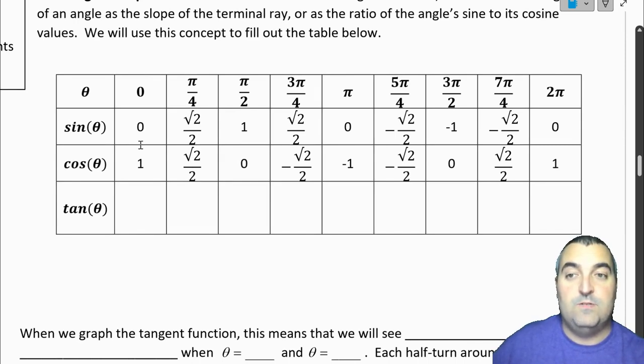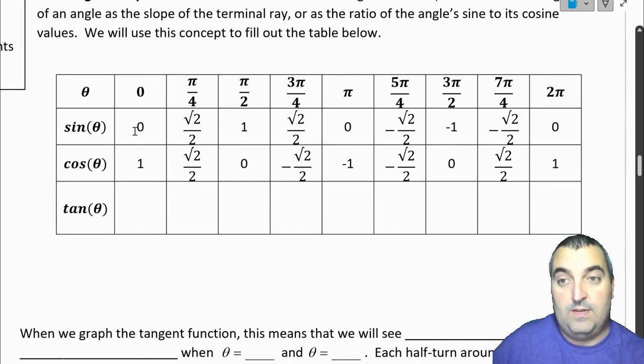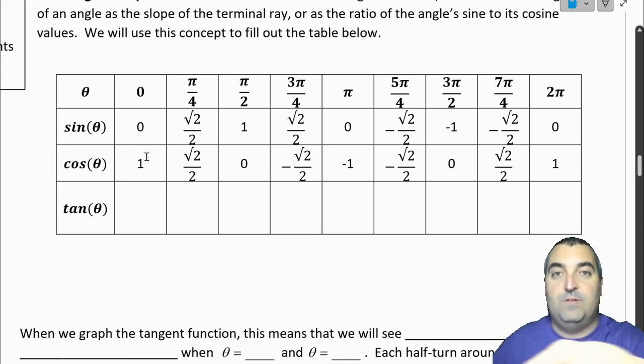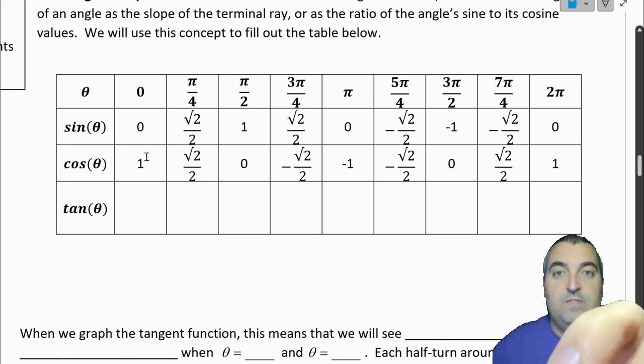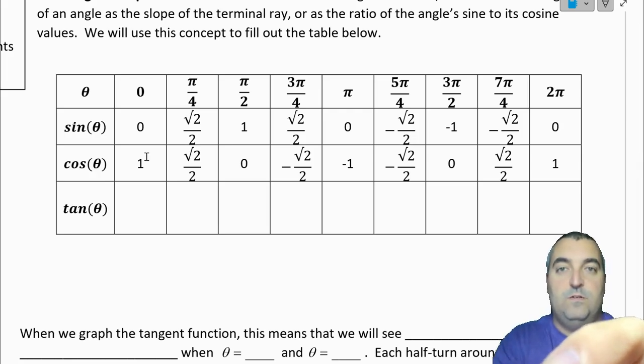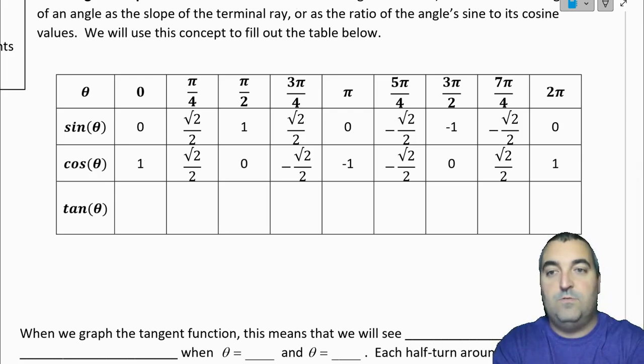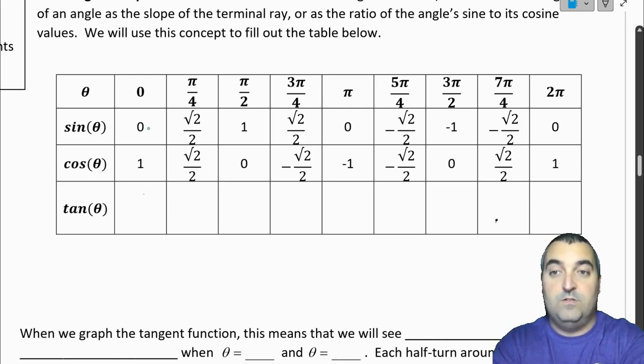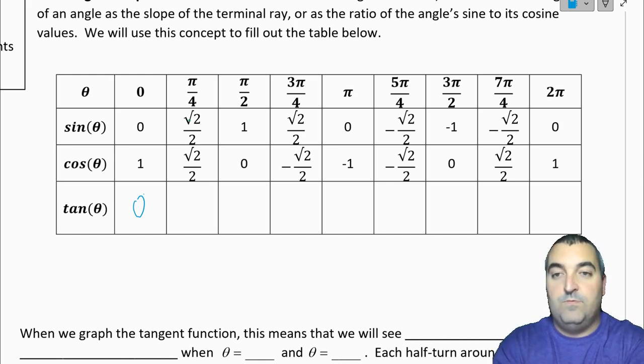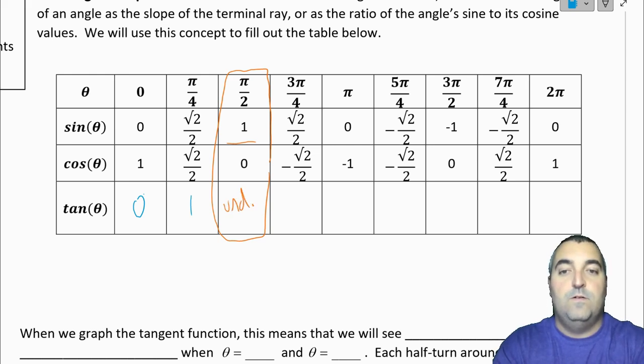The reason why we did this is because we're just going to take these two numbers and divide them. We're going to divide them exactly as they are, so we're going to fill out this table fairly quickly with this information. Once my pen decides to start working, there we go. 0 divided by 1 is 0. Now you might think this one looks difficult, but really it's root 2 over 2 over root 2 over 2, which means it's the same thing over the same thing, which means that's 1.